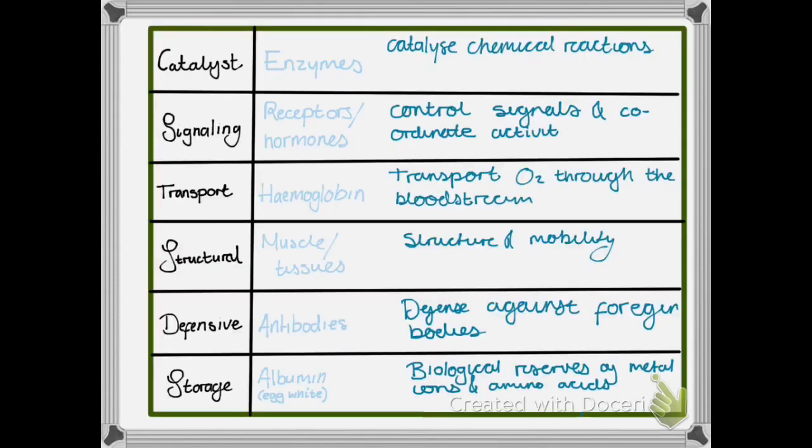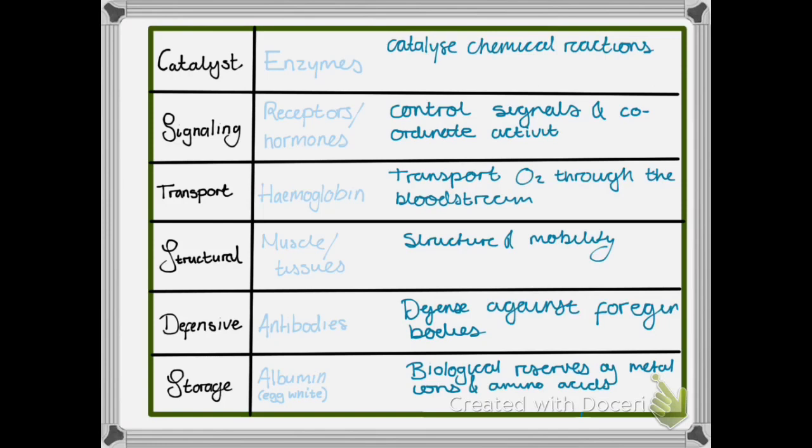And there are about 6 main types of proteins. So you've got catalysts, which are enzymes. These basically catalyze chemical reactions. You've got signaling proteins, which are your hormones and receptors. They control signals and coordinate activity. You've also got transport proteins, such as hemoglobin. This is used to transport oxygen or carbon dioxide or carbon monoxide or dissolved substances through the blood. You've got structural, such as muscle and tissue. These enable structure and mobility. You've got defensive proteins, such as your antibodies, which defend against foreign bodies.